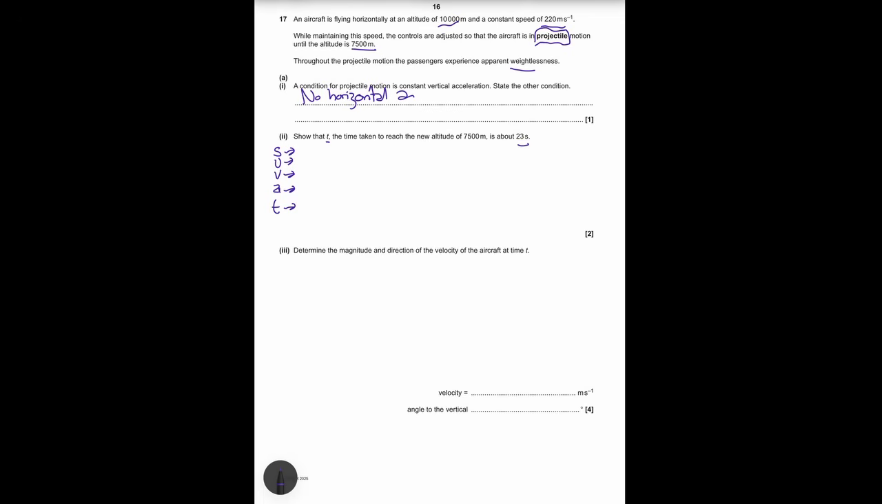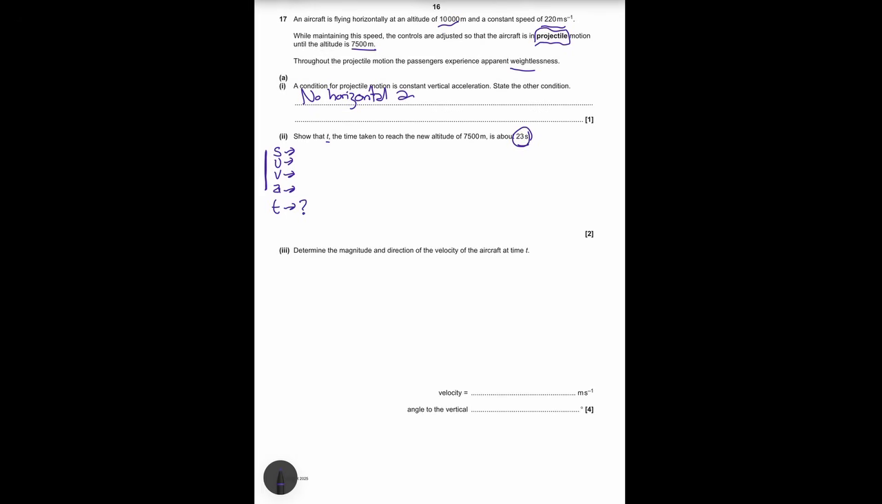So the first thing I've got to do is put a question mark. Because it's a show that question, I'm looking for T, even though I know that's going to be the answer. So my question mark goes next to T. Now for all of these, I should be able to fill in 3 of them, and I should have 1 x. So let's just go down in order, I suppose.